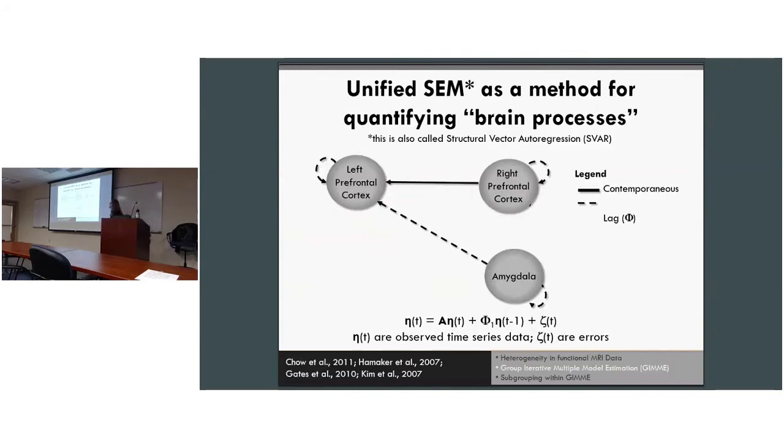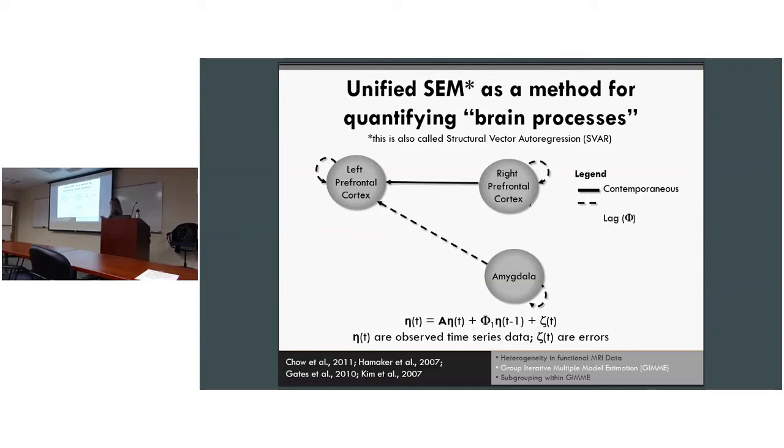Now, before we go into subgrouping, we need to figure out how to come up with reliable individual-level models upon which we can take those features and then subgroup. So we're going to take a little bit of a detour away from subgrouping and heterogeneity to talk about how we can come up with individual-level models that are reliable. And what I'm going to be talking about is all embedded within unified SEM, unified structural equation modeling. And this is just a little example here.